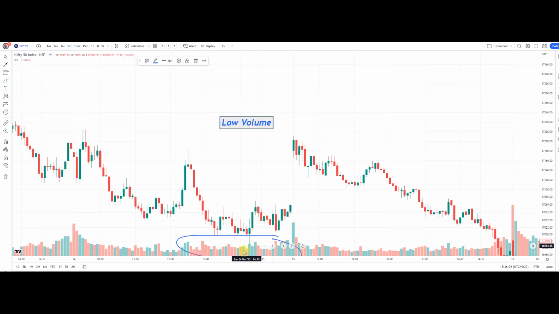So when the volume is low, it means that there is no volume from the buyers and sellers. So the market will be sideways, that is, in the consolidation phase. Here also we can see that the volume is very low and that the price is within the range.